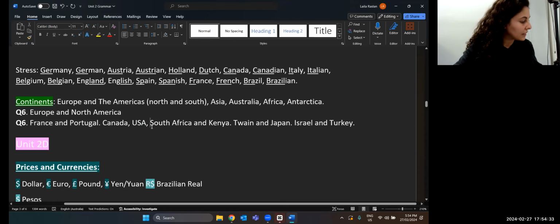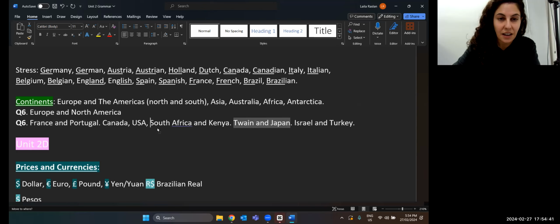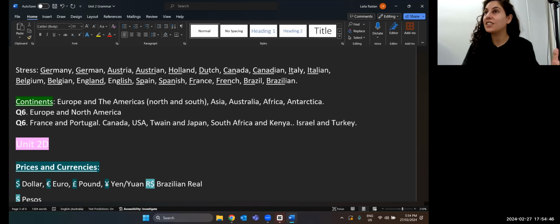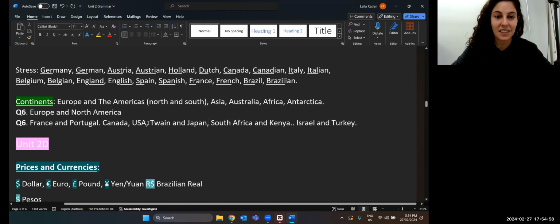Let's go to Asia. Japan, Taiwan, Vietnam, India, China, Bangladesh, Thailand, Philippines. Okay, so these are countries from Asia. From Australia, Australia is a continent and then it's a country in itself. So we only have Australia.